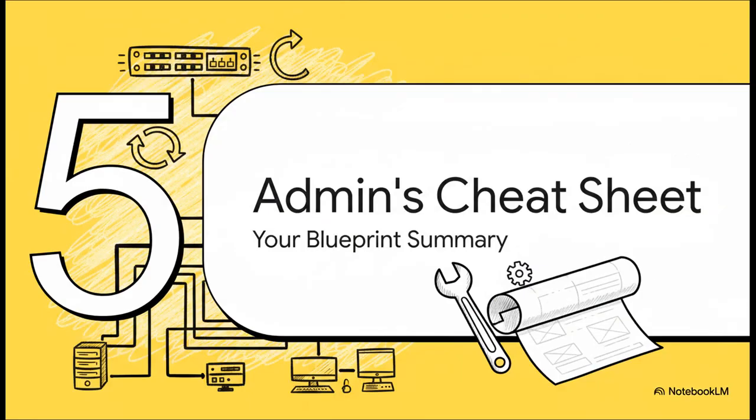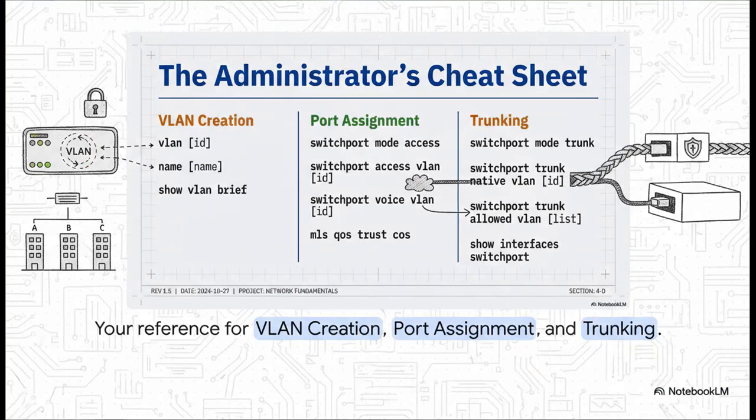Wow, okay, we have covered a ton of ground. We've gone from the switch's basic decision loop all the way to scaling networks with trunks. Now, let's just boil all of this down into a single practical cheat sheet that you can actually use. And here you go. Consider this your administrator's cheat sheet. Here are the must-know essential commands for those three core tasks we covered: creating a VLAN, assigning ports for both data and voice, and setting up a secure trunk link. This is your quick reference card for building clean, segmented, and scalable Layer 2 networks.